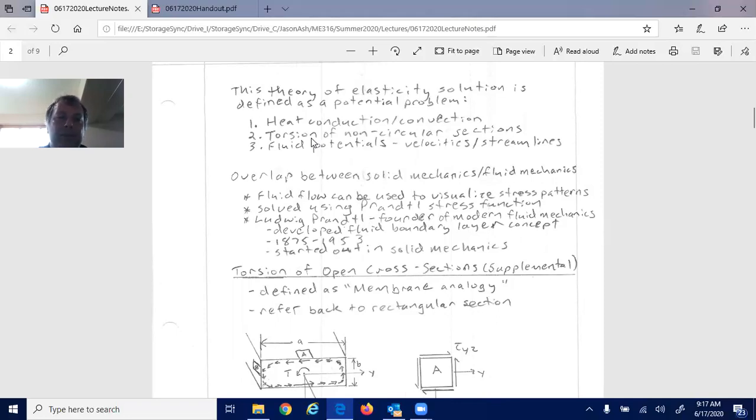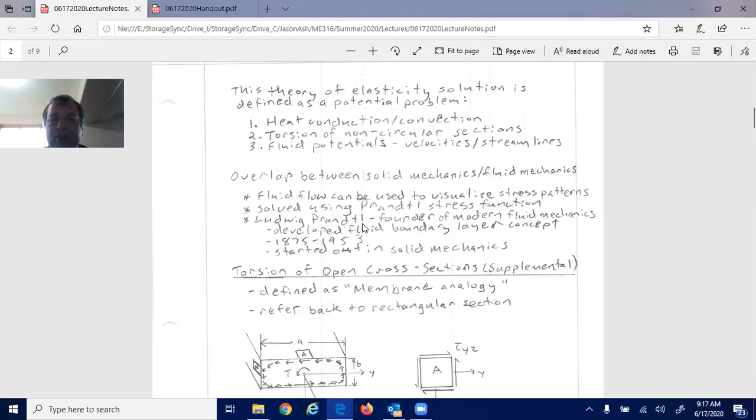And so there's a cross correlation where there's quite a few of these problems that collapse down into the same fundamental potential problem from that perspective. And so there's that overlap between solid mechanics and fluid mechanics. It's kind of interesting. Your fluid flow can be used to visualize stress patterns. This is solved using the Prandtl stress function, just a theory of elasticity method for solving those partial differential equations.